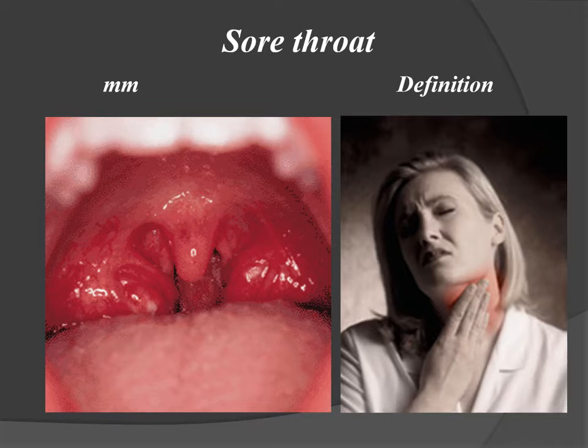So we can quantify the congestion as mild, moderate, or severe according to the color. Pale pink is normal. If it is pink, it is mild. If it is pale red, it is moderate. If it is red, it will be severe. If it is deep red, it will be very severe or fulminant.